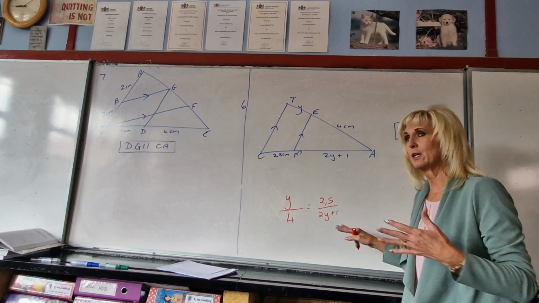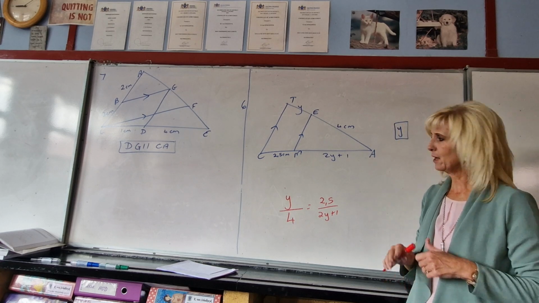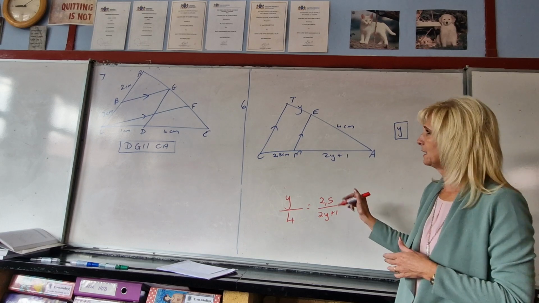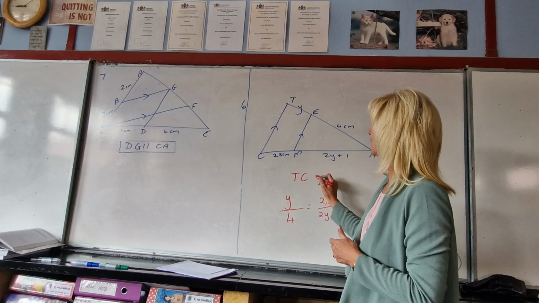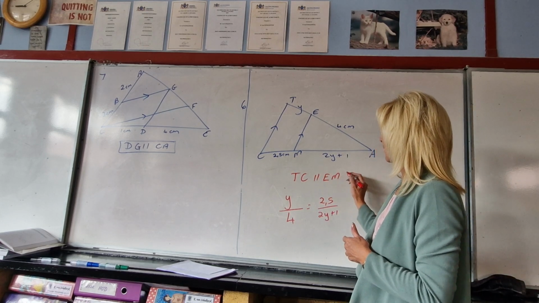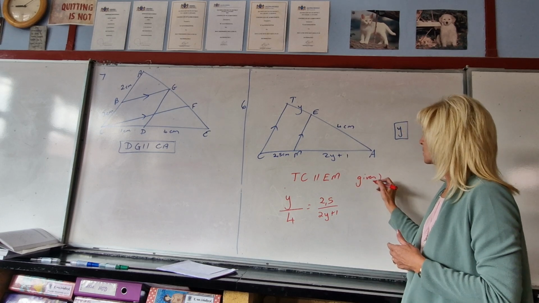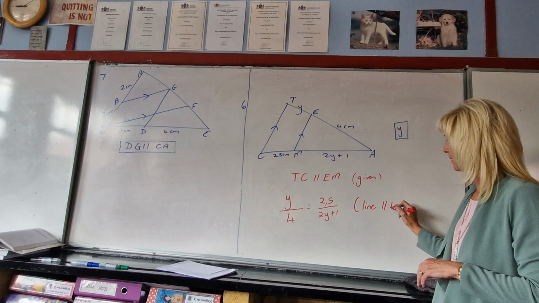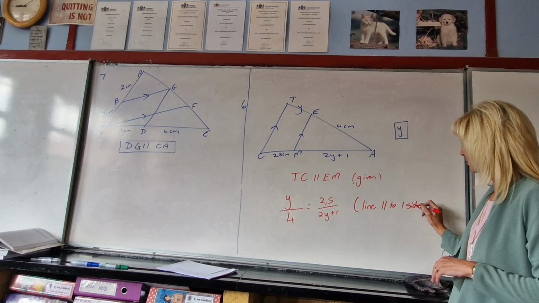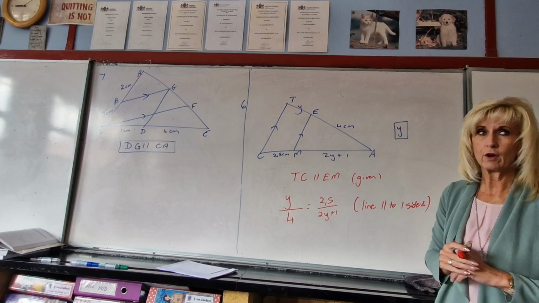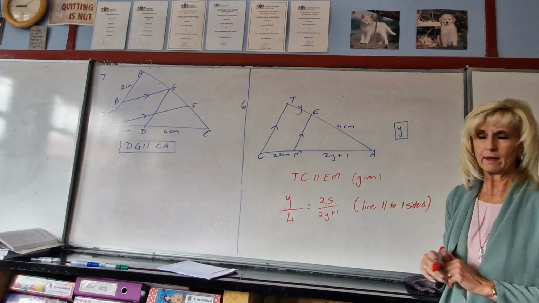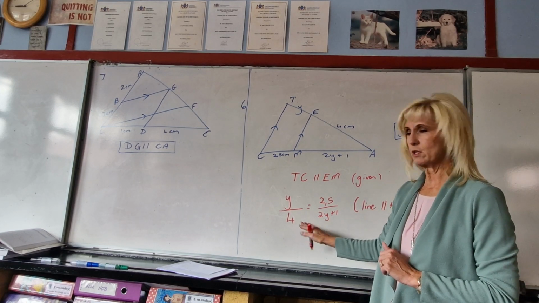But what is majorly wrong here? If I just jump into the sum, I'm going to get marks, but not all of them. I need to tell them that TC is parallel to EM because it was given, so that I have my go-ahead to say line parallel to one side of a triangle. Are you with me? Then you're in line. Now you can do the math, which you're going to do by cross multiplication.